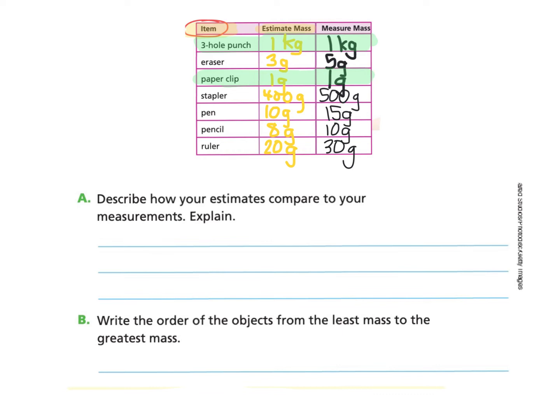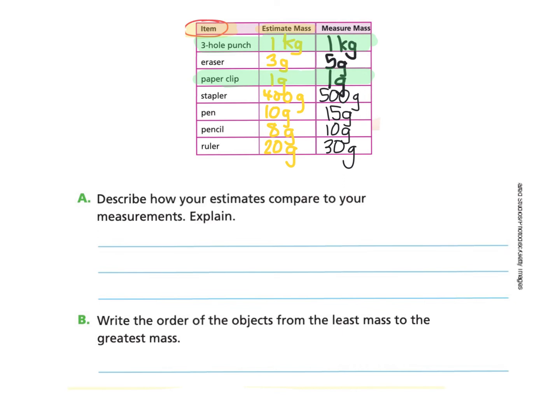And everything else, I was pretty close. I was just a couple of grams away from the right answer on the eraser and the stapler. The pen, I was pretty close, just 5 away. The pencil, I was pretty close, just a couple grams away. And the ruler, just 10 grams away.